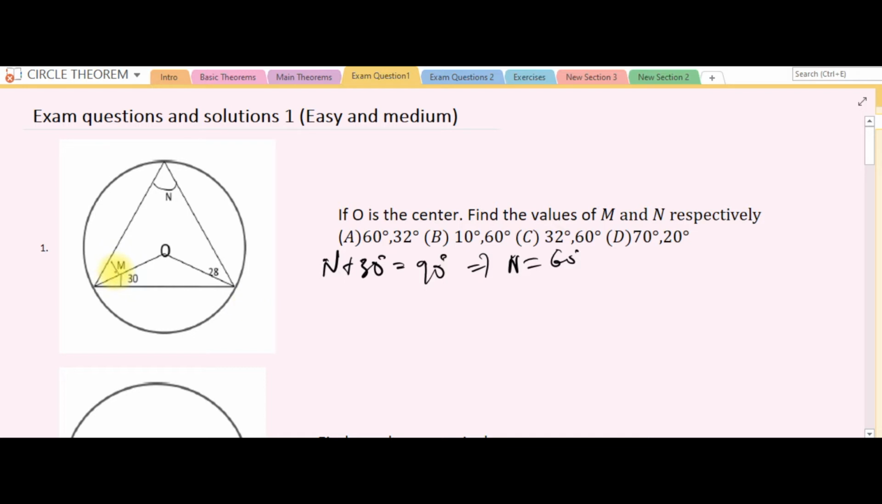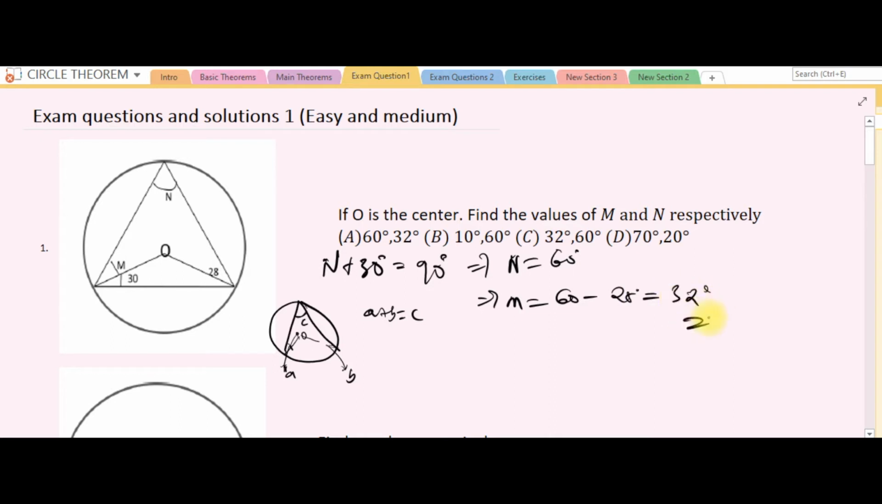The other one, we are asked to find M. Again, if you have a circle and this is the center, just know that if you sum the two angles here, it must give us the inscribed angle. So if here is A, here is B, here is C, we know that A plus B must be C. Which implies that M is 60 minus 28, which is 32. So our answer is, remember, M is 32, so the answer is C.